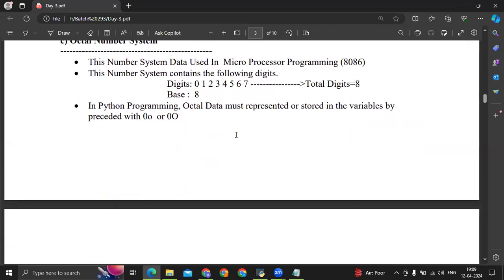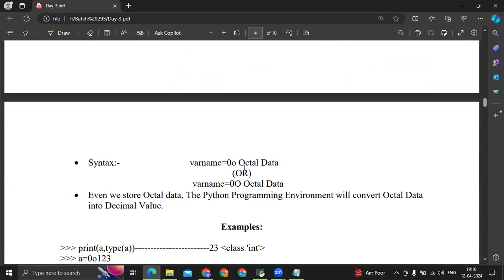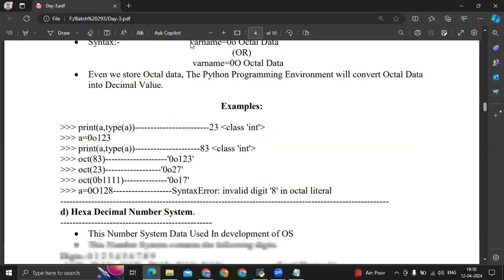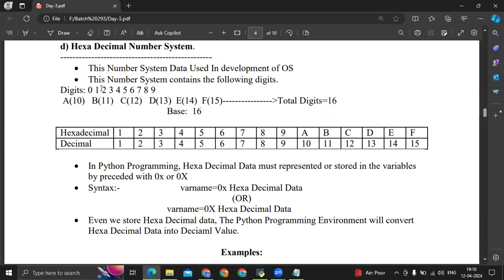Then the octal number system data. Octal number system data is used in the microprocessor, as I've told you. It must be represented or stored in variables with 0o as the prefix. The syntax is variable name is equal to 0o followed by octal data. The Python environment will convert the octal data into a decimal value. Do you want me to give you the examples once again? Or I'll share the notes with the paid candidates, and they'll be able to get them.